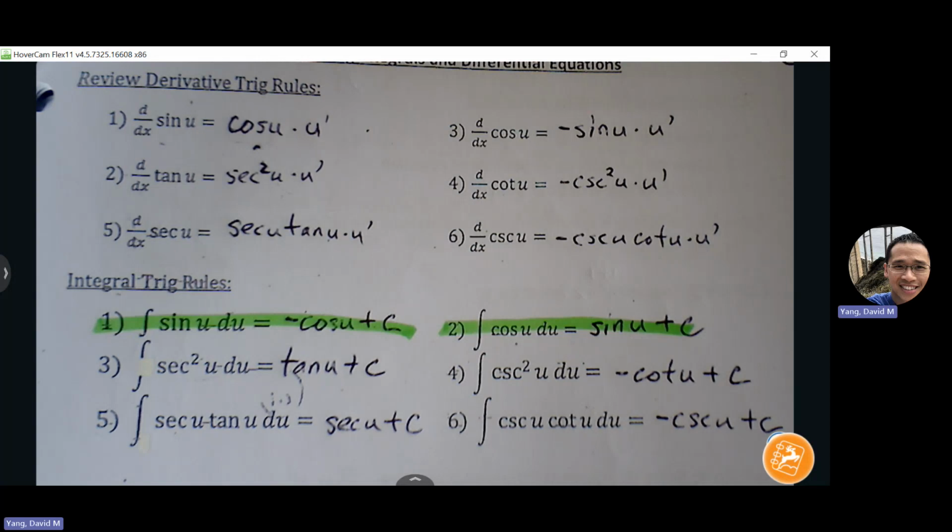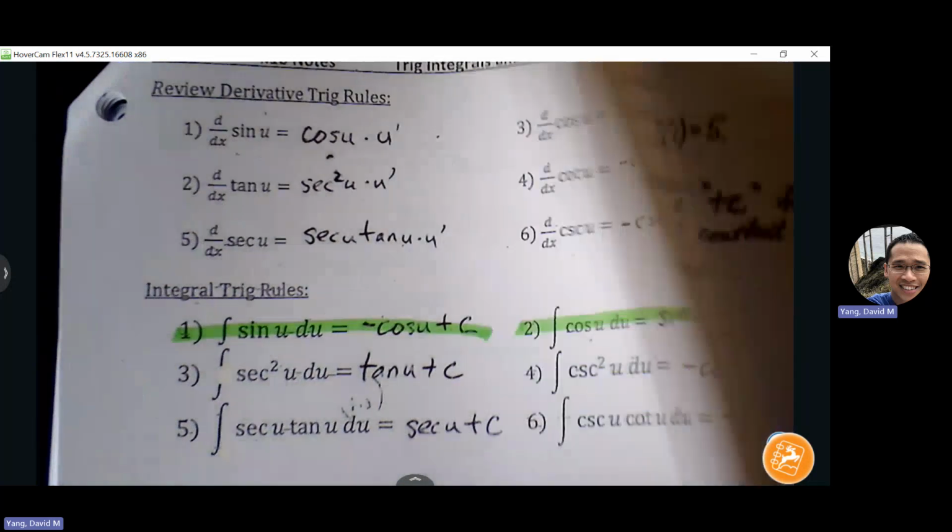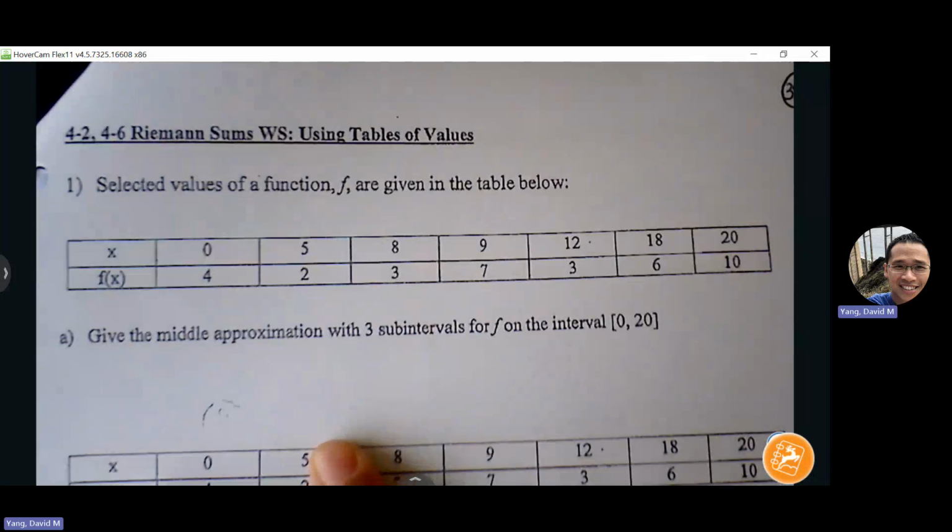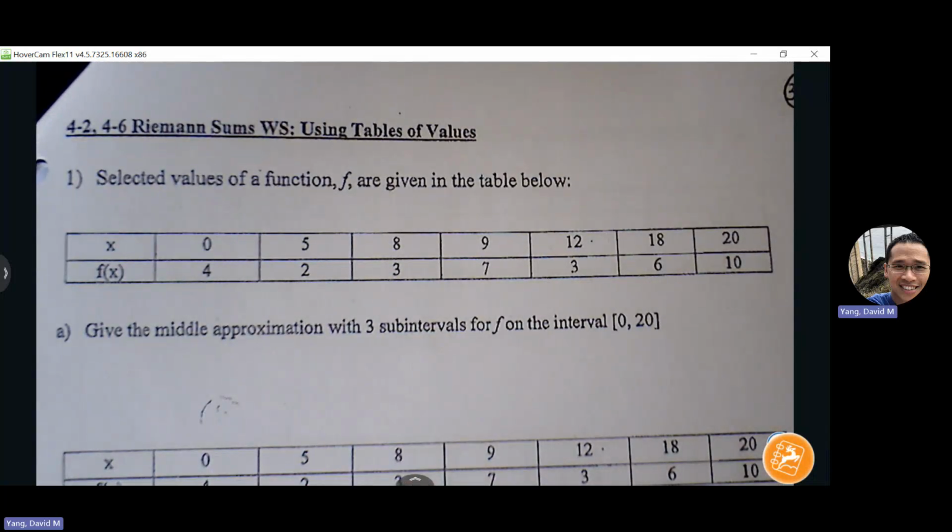When you're doing table of values and I ask you for Riemann sums, it's a little bit different. It says give middle approximation. So 0 to 20, you want to separate these ordered pairs into 3 subintervals. Start from the middle, and just make sure that every subinterval spans the same number of ordered pairs. They may all be different widths, but they all have the same number of ordered pairs. And then middle approximation, which is width times height.